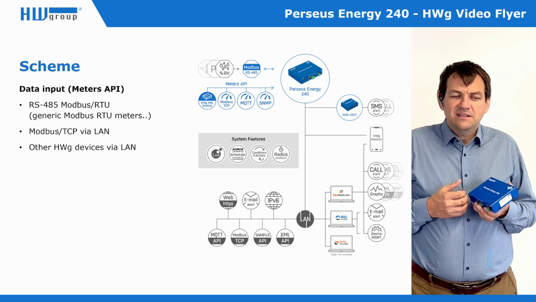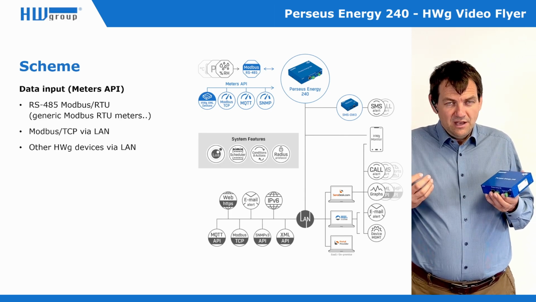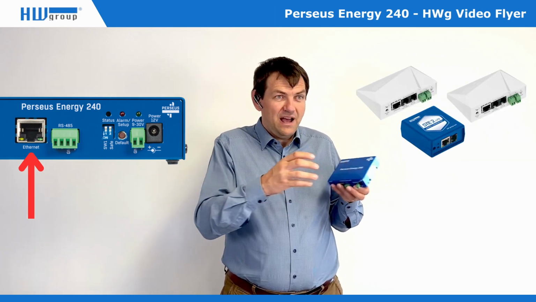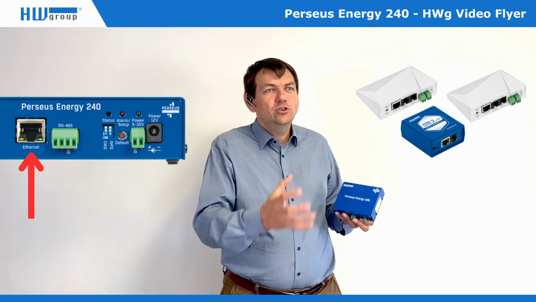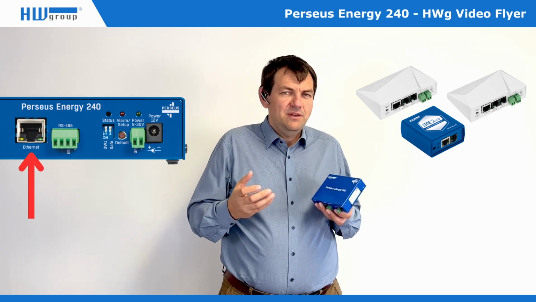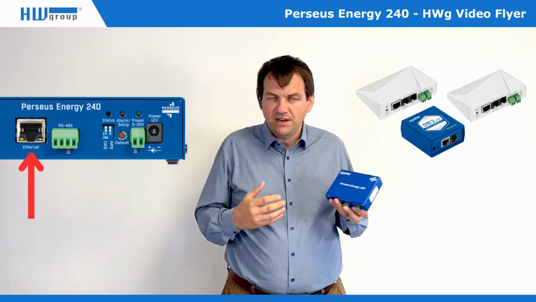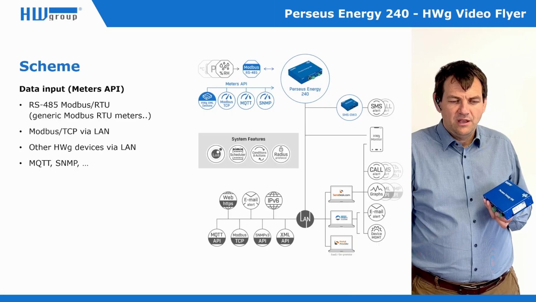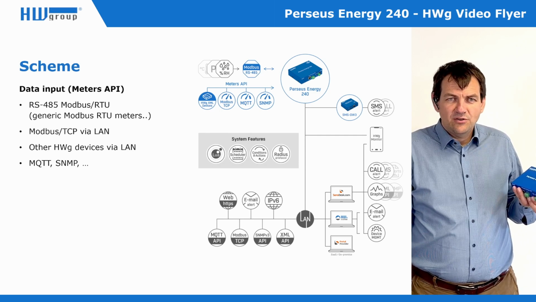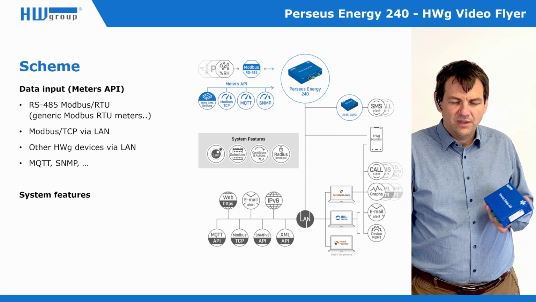The same is for other HWG devices. So for example, one Perseus 240 is able to get data from 5 or 10 STE2 devices and altogether send them to the portal, and have them in one list. Altogether can be modified by the scripting or something like that. So the Meters API is something to get input data into the Perseus. The same is for MQTT or SNMP data. So for example, you can analyze your UPS or something like that.